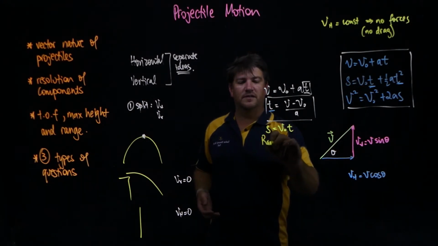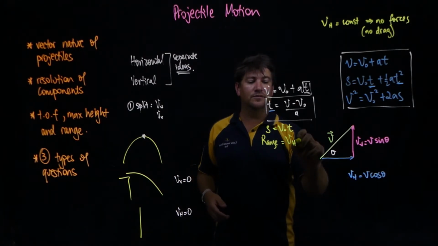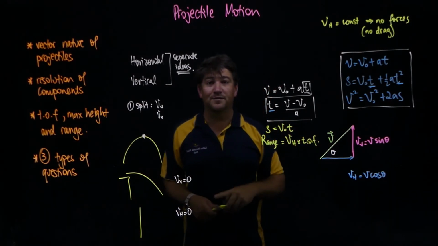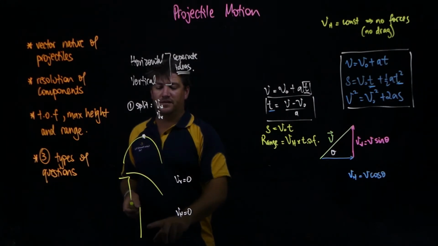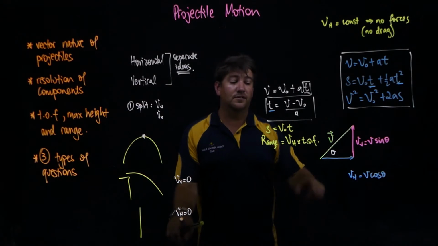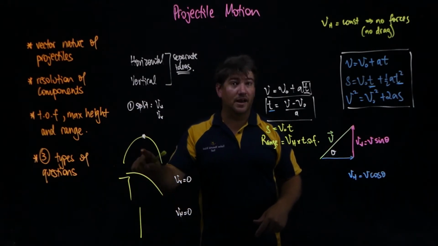What you'll see, range is VH, specifically the horizontal, times by time of flight. And that'll tell you how far this projectile is going to go. With scenario, so that's for this one here and this one here. Hopefully in this one here you can see that horizontal velocity is 0, so 0 times anything is nothing, so no range here. We can calculate a range here.